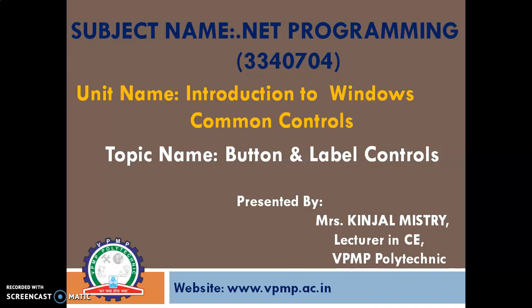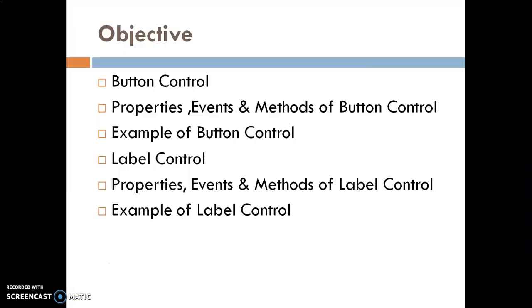Today my topic name is button and label controls and chapter name is Introduction to Window Common Controls. In this video lecture we learn first introduction of button controls, then we learn different property, event and method of button controls. Then we learn example of button controls. Then we learn introduction of label controls. Then we learn different property, event and method of label controls. Then we learn example of label controls.